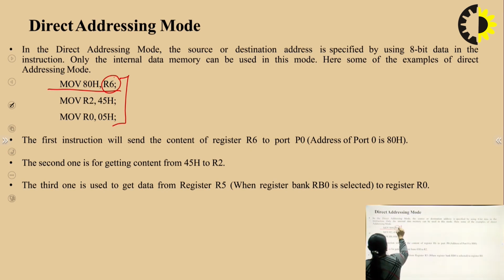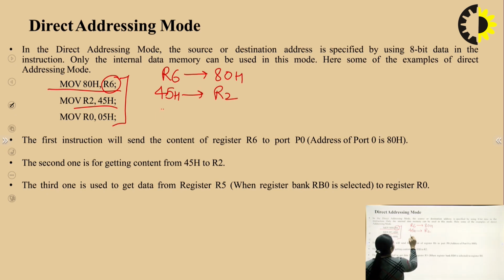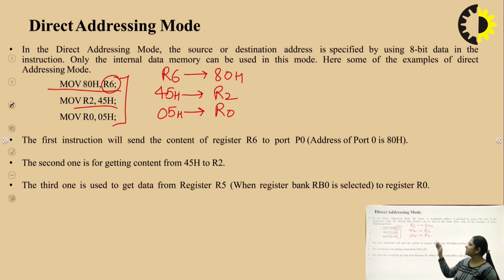So the contents of register R6 will be copied to memory location 80. And here the contents at memory location 45 will be copied to R2. The contents of R0 will be copied to location 05. So the first instruction will send the contents of R6 to address 80. The second will take the contents at address 45 to R2, and next will be R0 to 05.